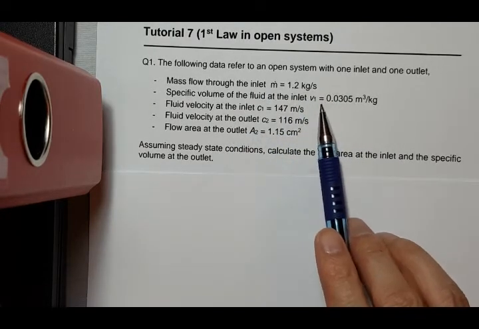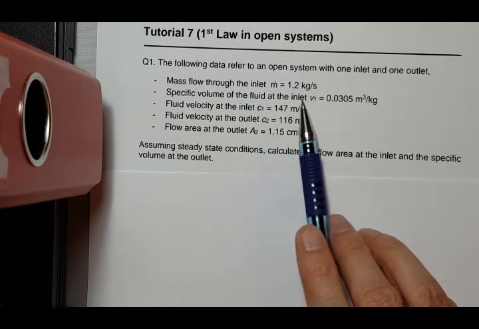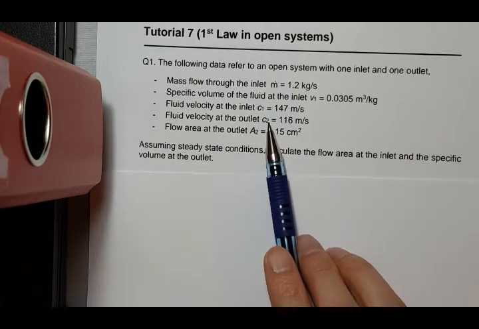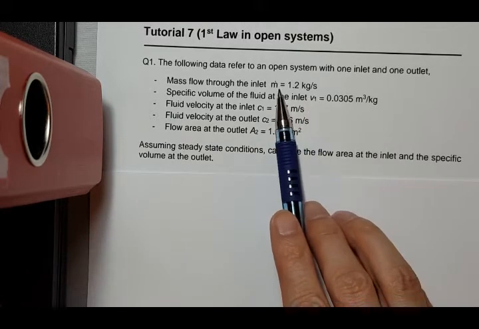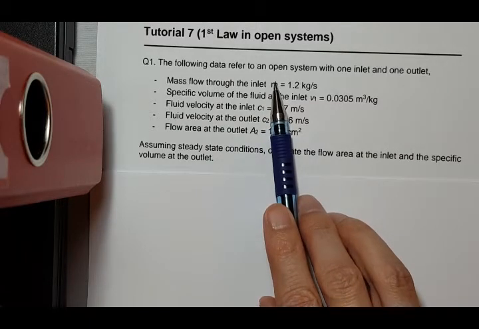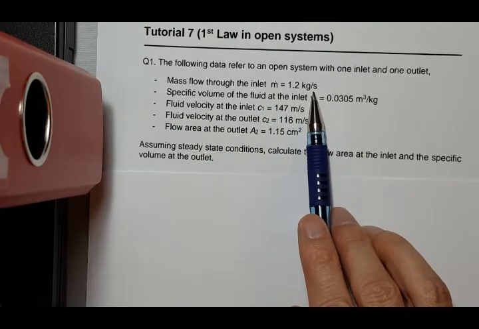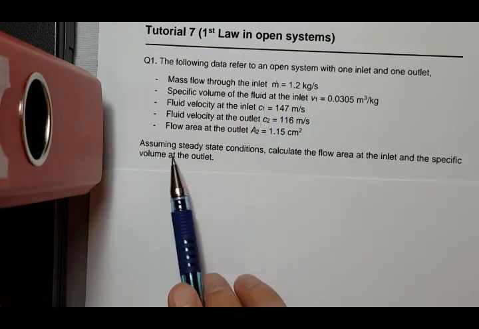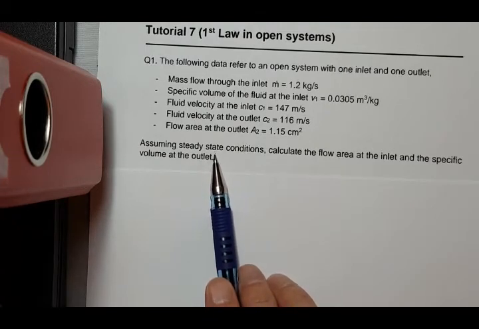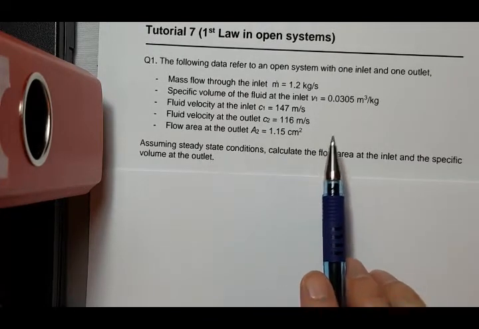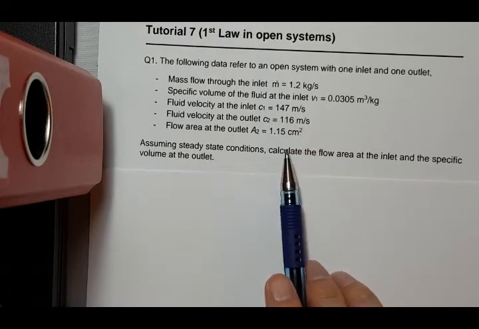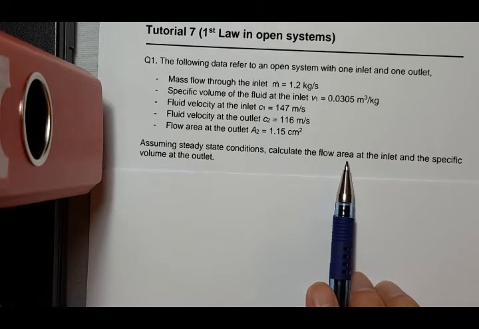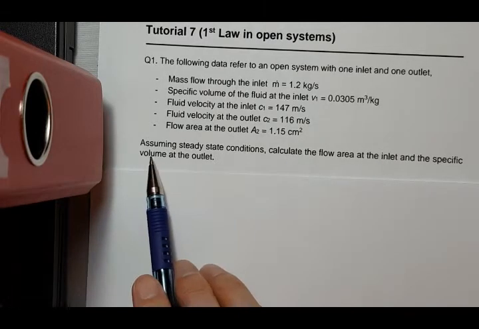If you have a look at the subscript of 1, this is normally referred to the inlet, and the subscript 2 refers to the outlet. Then we have mass flow rate, which is m dot in a unit of kilogram per second. So this gives us the information that this is an open system. Assuming a steady state condition means that the mass flow rate at the outlet and at the inlet are exactly the same. So we need to calculate the flow area at the inlet and the specific volume at the outlet.